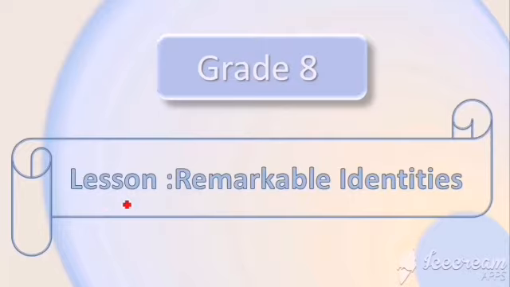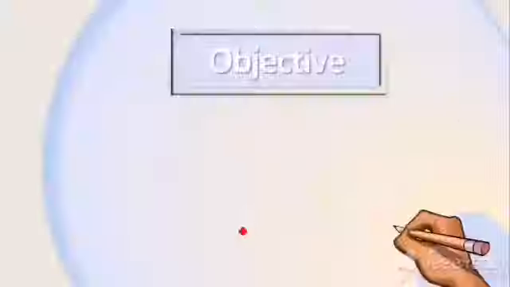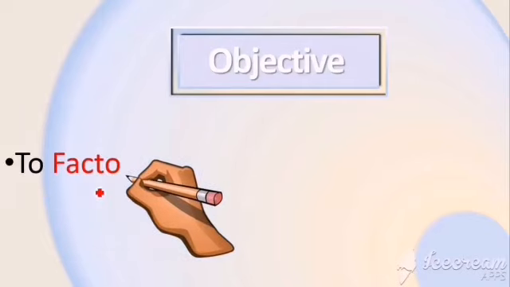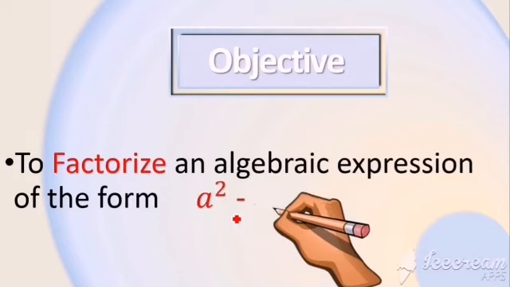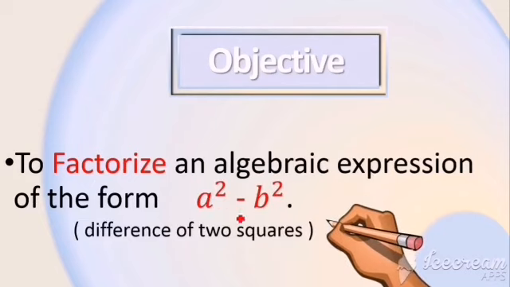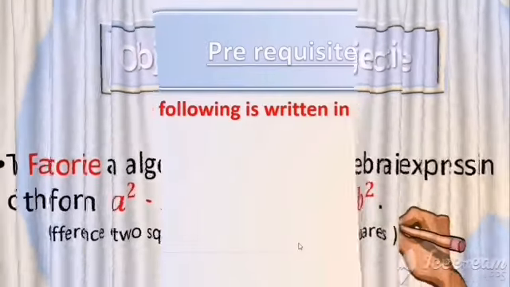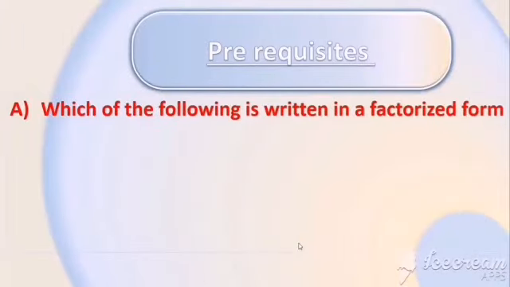Our lesson for today is about remarkable identities. In this lesson, you're going to learn how to factorize an algebraic expression of the form a squared minus b squared, known as difference of two squares. We are going to start by checking your prerequisite.